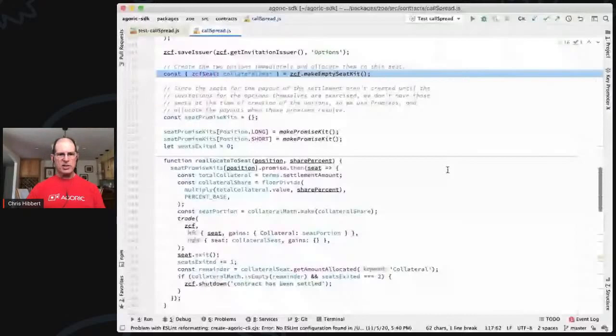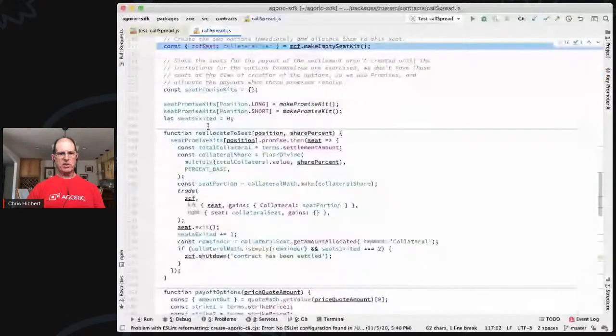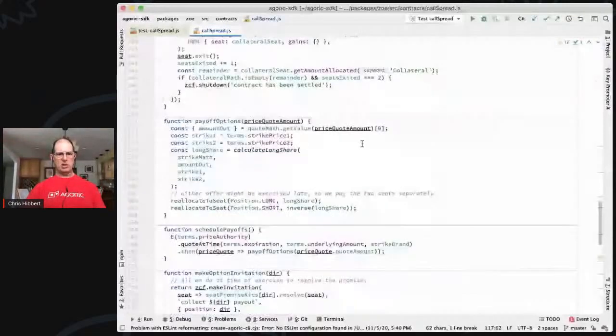This is the, no, this is the one I just did. So this is Payoff Options. We did this so that we get the two strike prices. We calculate the long share. We reallocate separately for the two so that they're not connected. I think I got all of this.